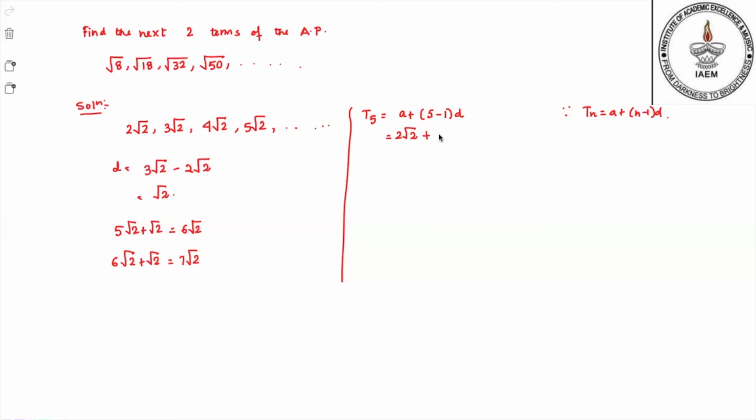So 5 minus 1 into D. D is root 2, so it becomes 4 into root 2. So if we add, we'll get 6 root 2. So the fifth term of the series is 6 root 2.